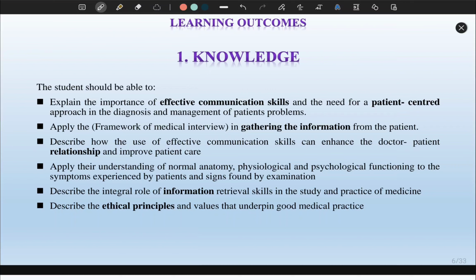This is the cycle of communication. The source has a message.